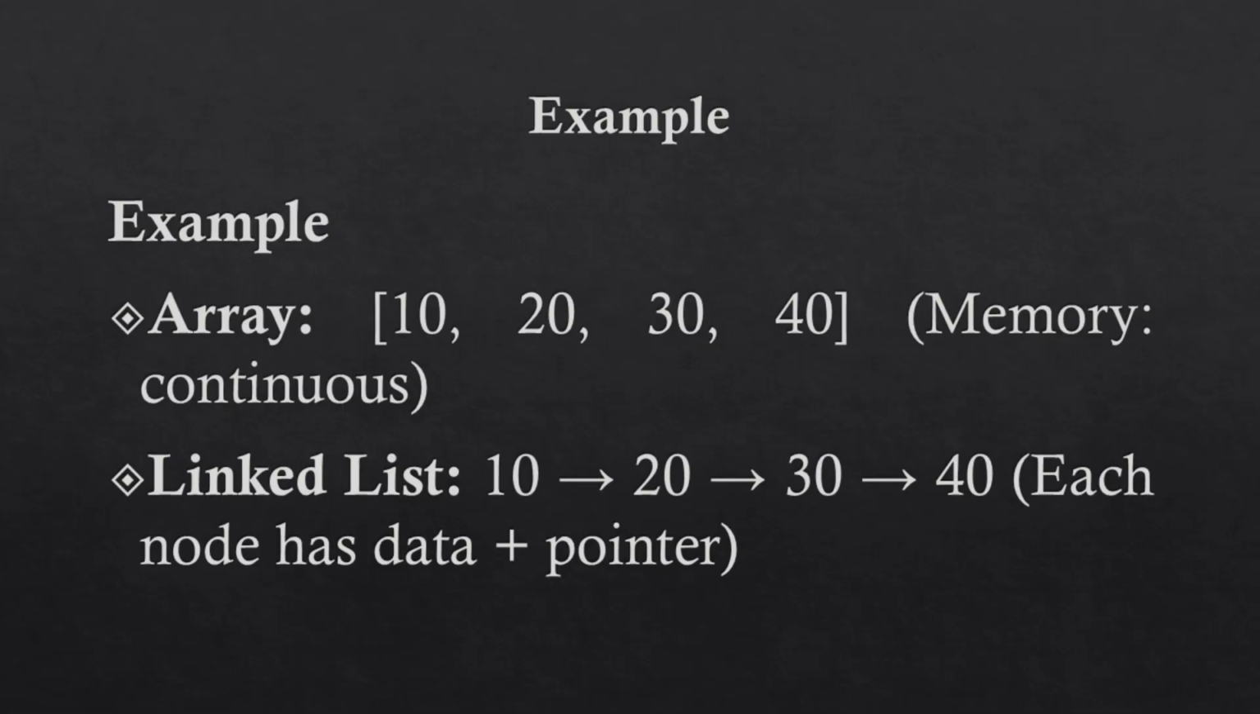Linked list representation: 10 → 20 → 30 → 40 → null. Each node has two parts, data and a pointer to the next node. The memory location of each node can be different and scattered, but the pointers keep them connected. This clearly shows arrays are tightly packed, but rigid. Linked lists are flexible, but loosely connected.